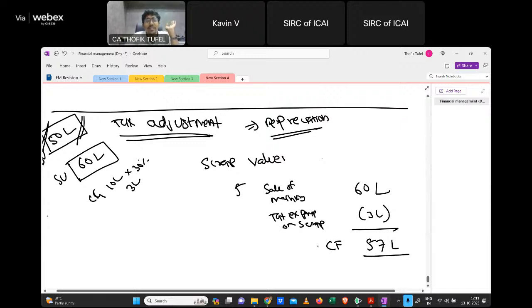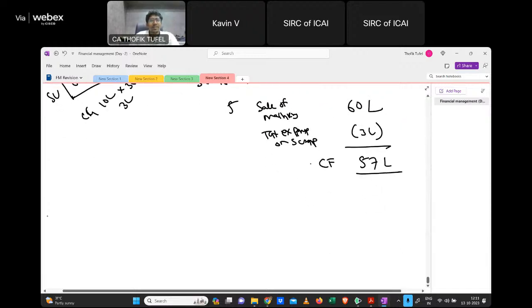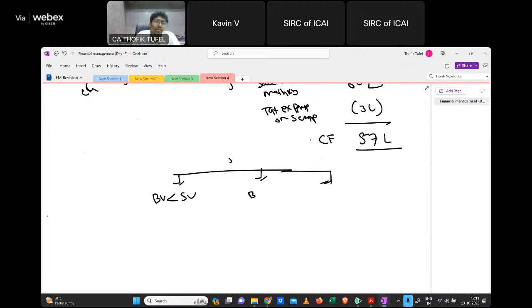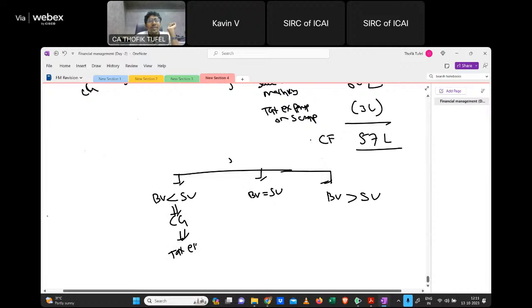So this is one tax adjustment that you have to make. See, there are only three cases possible. Your book value is less than salvage value, your book value is equal to salvage value, or your book value is more than salvage value. If the salvage value is more and the book value is less, you will get capital gain, and once you get capital gain, you will get tax expense. So tax expense will be a cash outflow.